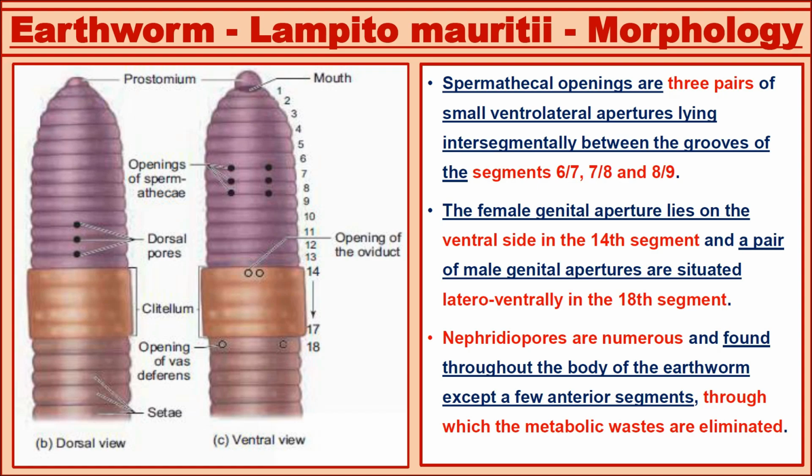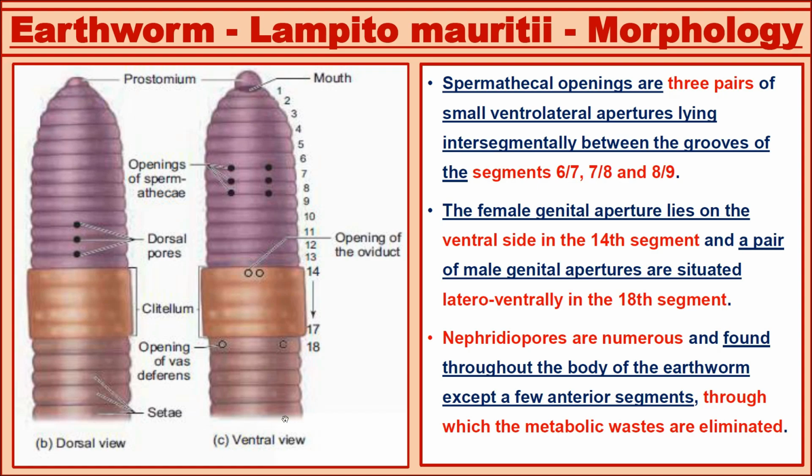There are three pairs of spermathecal openings present on the ventrolateral apertures. These openings are present intersegmentally, in between segments 6 and 7, 7 and 8, and 8 and 9. The female genital aperture lies on the ventral side of the 14th segment, and a pair of male genital apertures are situated in the lateroventral region of the 18th segment.